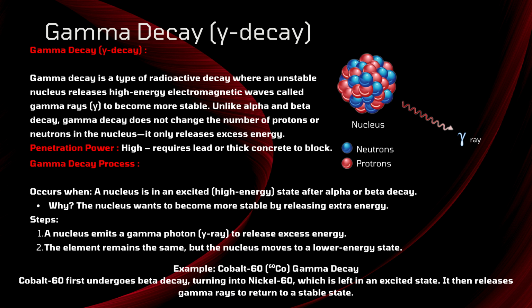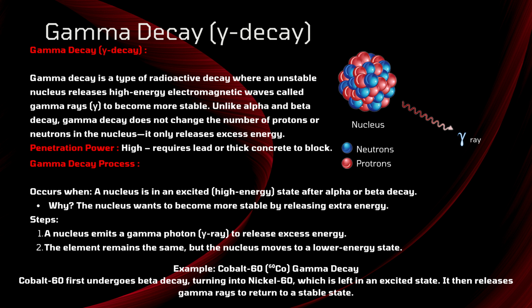Gamma decay. Gamma decay is a type of radioactive decay where an unstable nucleus releases high-energy electromagnetic waves called gamma rays, γ, to become more stable. Unlike alpha and beta decay, gamma decay does not change the number of protons or neutrons in the nucleus, it only releases excess energy. Penetration power: high, requires lead or thick concrete to block.